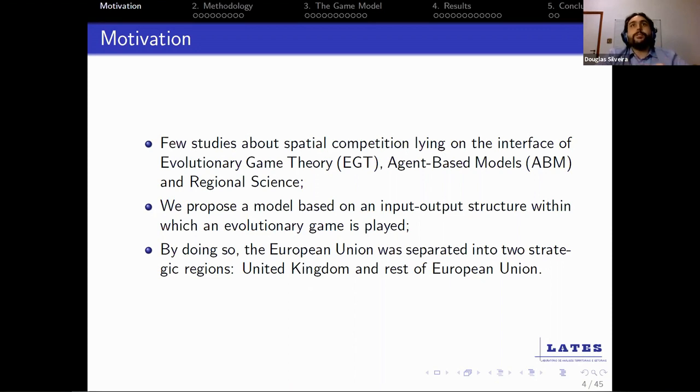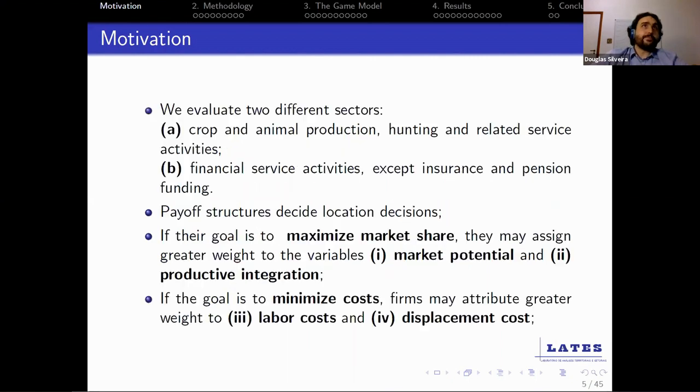By doing so, we separate the European Union into different strategic regions. We split it between the United Kingdom and the rest of the European Union. And here we are evaluating two different sectors with different features. One sector is related to crop and animal production, hunting, and related service activities. We can understand this sector as the agricultural sector. And on the other side, we also evaluate the financial service activities.